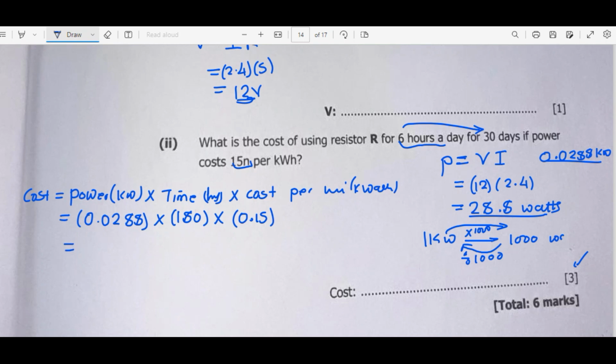Then if we multiply these 3 numbers, we are able to get our final answer. So 0.0288 times 180 times 0.15. So on my calculator, I'm getting this number here. So let's put K here. So this is our final answer.